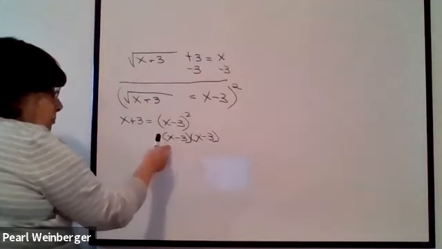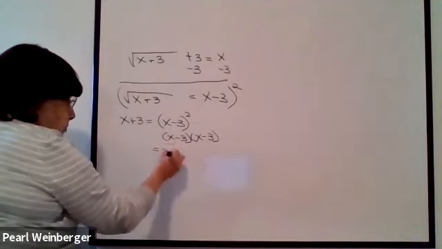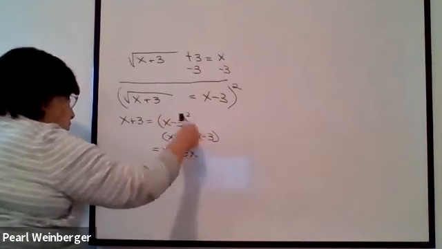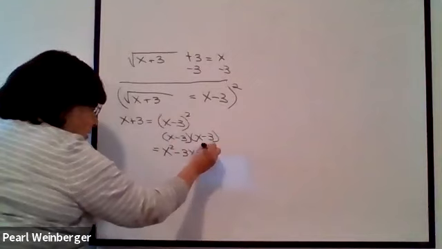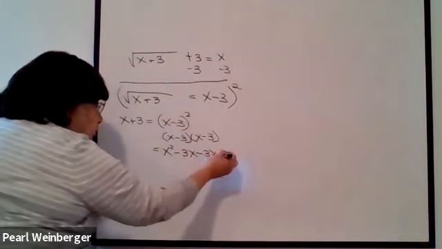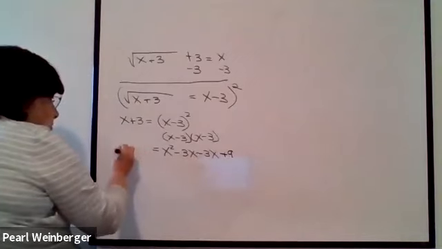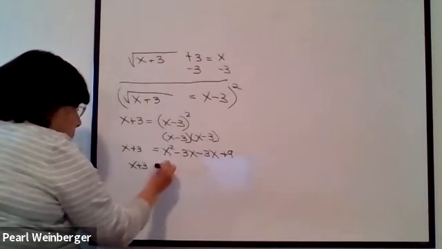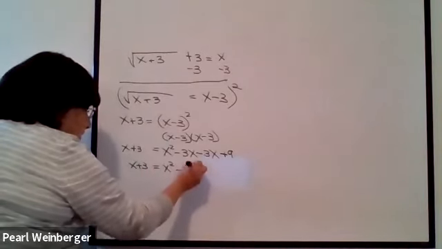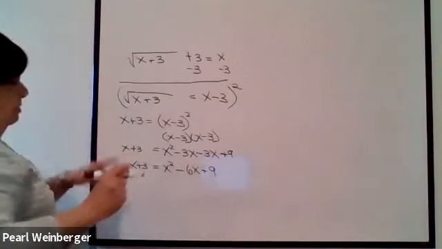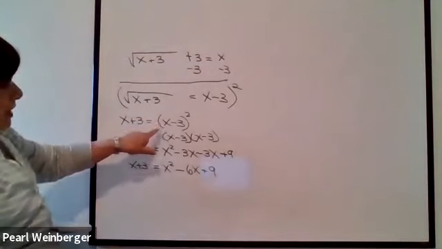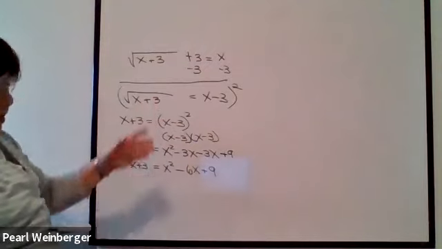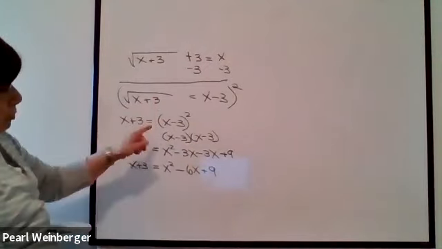which will give me, using FOIL, x times x, which is x squared, outer, which is negative 3x, inner, which is negative 3x, and negative 3 times negative 3, which is plus 9. So this turns out to be x plus 3 equals x squared minus 6x plus 9. Let me just stop for a second and show you, if you want a shortcut for squaring a binomial, there really is one. I'll do this again a little bit later, but I wanted to show you.